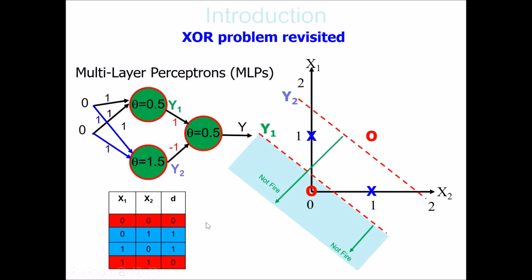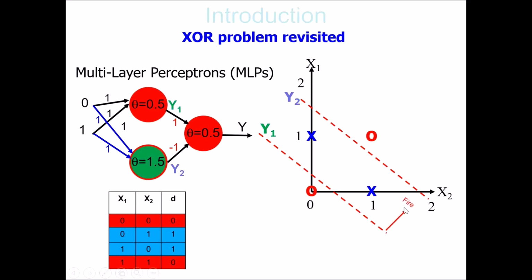To make it easier to understand, let's fetch the second sample here, which is 0, 1. For the 0, 1, we first calculate the y1 condition. For y1, your input will be 1. Since 1 is higher than 0.5, y1 will fire up. For y2, 0 plus 1 is equal to 1. Since 1 is less than 1.5, y2 will not fire up.